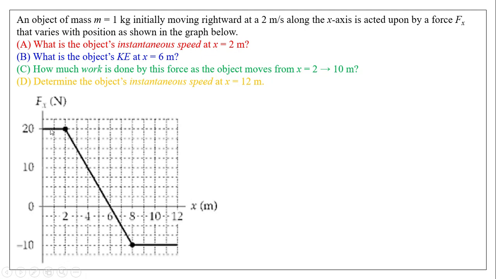All right, so here we have an F versus x graph. It says that the F is constant for a little bit, and then F varies a little bit, and then it stays constant again in the negative direction. All right, other than that, let's crack it up.